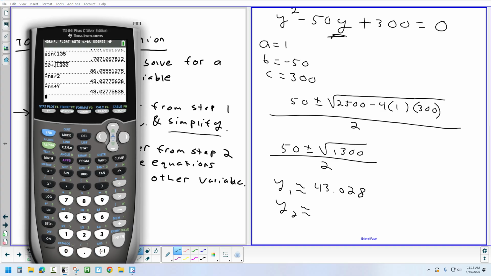Okay, and then y2, 50 minus the square root of 1,300. And now divide that by 2. So 6.972.